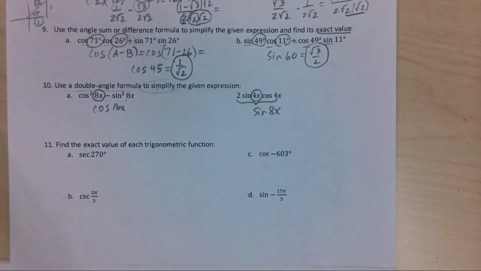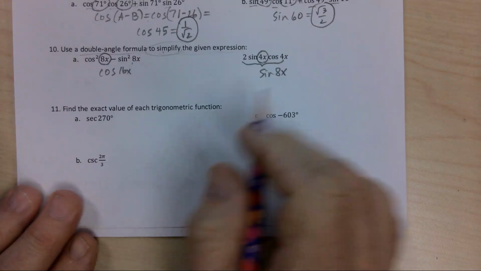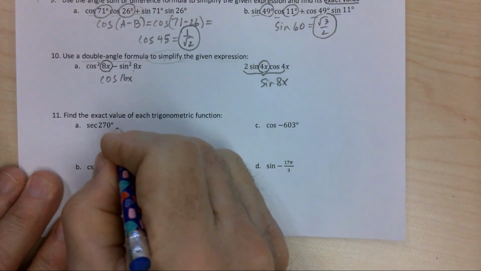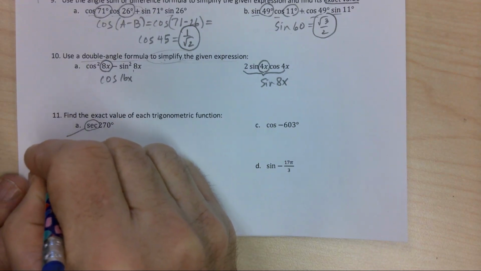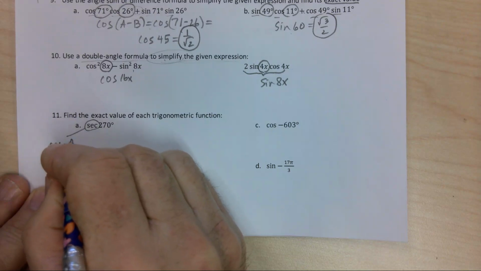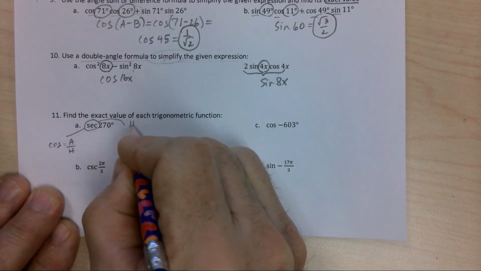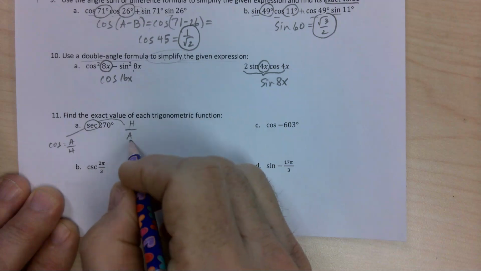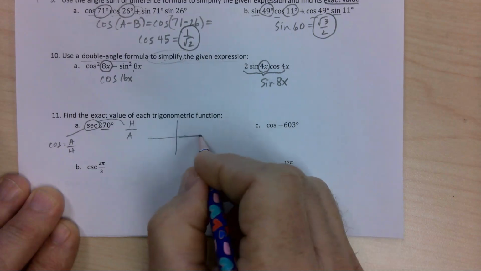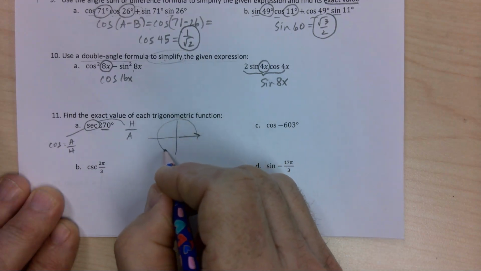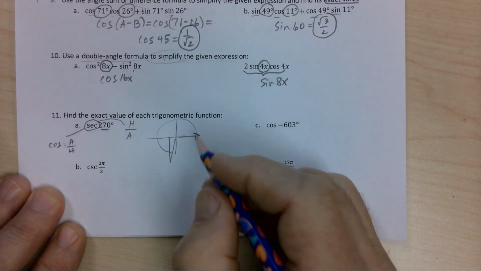All right, number 11. Find the exact value of the trigonometric function. Well, we got to realize that secant is the reciprocal of cosine. So cosine is adjacent over hypotenuse. There's a couple different ways of thinking of it. So they're saying find the hypotenuse over the adjacent of 270. Well, spin your spinner, 270. I say stop just shy of it. Let's take our magnifying glass out and figure out what's going on.